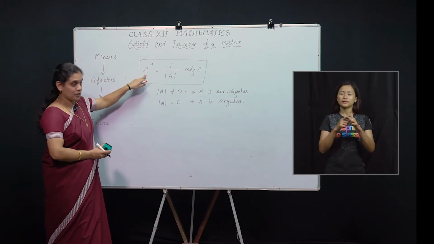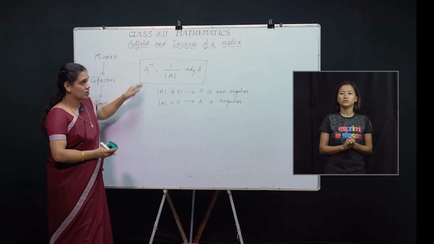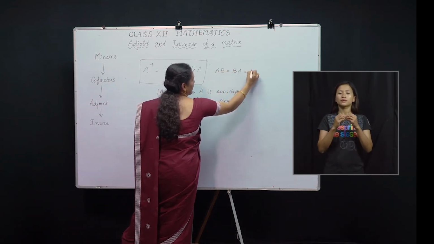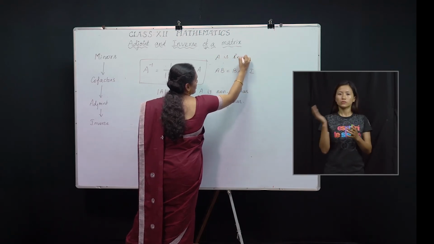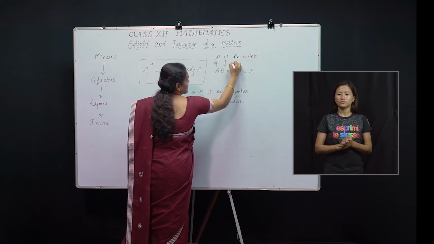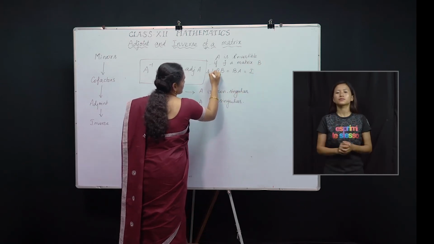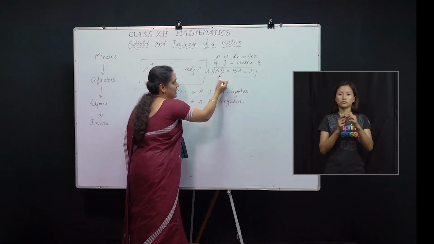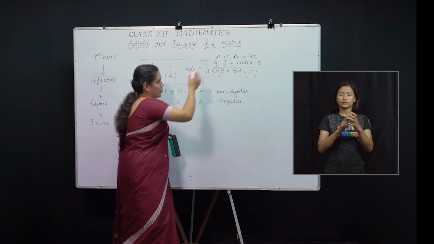That is, it is invertible. Already we have seen what an invertible matrix is. That means it will have an inverse such that AB equals BA equals I. Then only we call A invertible: A is invertible if there exists a matrix B such that it satisfies this condition, then we call this B the inverse of A, and A is said to be the inverse of B, right?